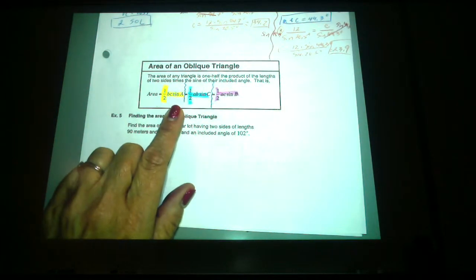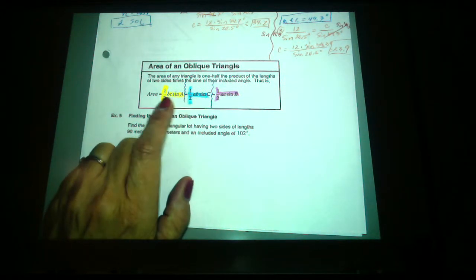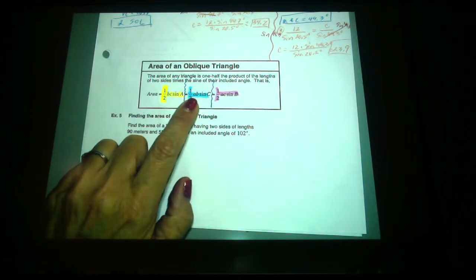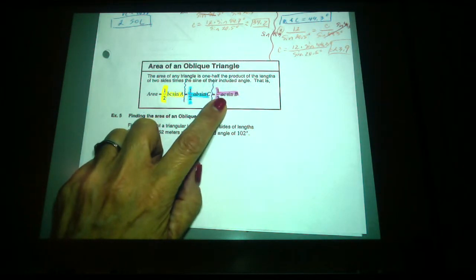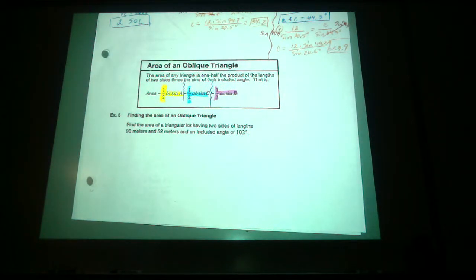And these are all SAS. So angle A is in between sides B and C, angle C is in between sides A and B, and angle B is in between sides A and C. So depending upon what you have depends upon what you're going to use. Essentially, it looks very much like the normal area for a triangle. How do you normally find the area of a triangle? What's the formula? 1/2 times the base times the height.